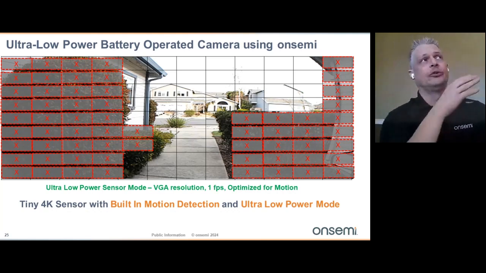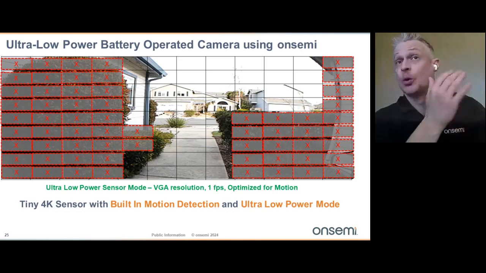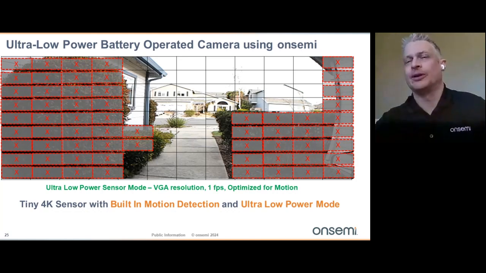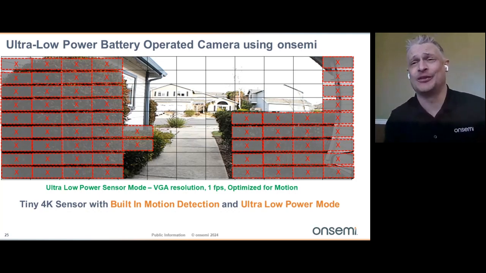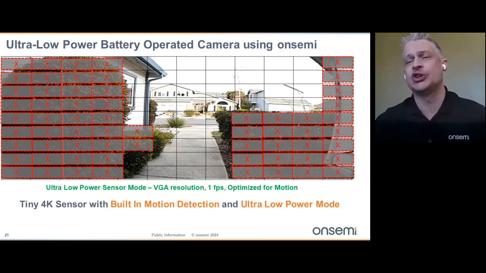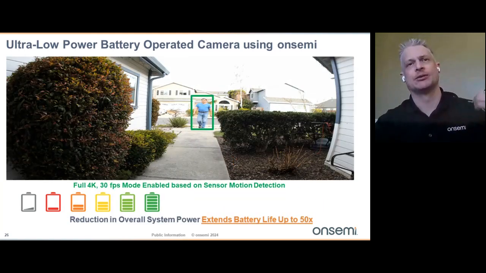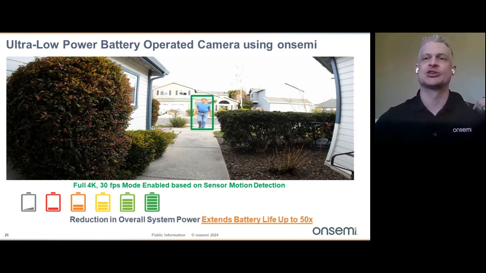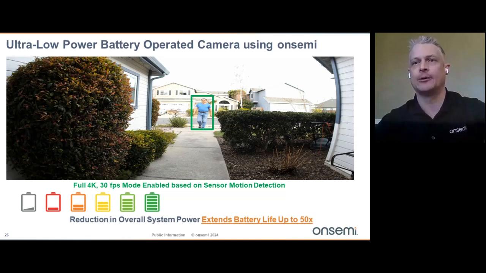But in addition to being able to detect motion, we also have the ability to detect within our sensors where the motion occurred. So rather than doing this kind of function on a separate discrete processor, this is something we can do on the image sensor itself. Here we put one of our 4K sensors into a VGA mode, 1 frame a second. We've blocked out areas that we don't care about. And when we've detected motion, we go back to the processor and say, hey, processor, we detected motion. The processor says, oh, okay, it looks like there is something important here. We switch into the 4K mode now.